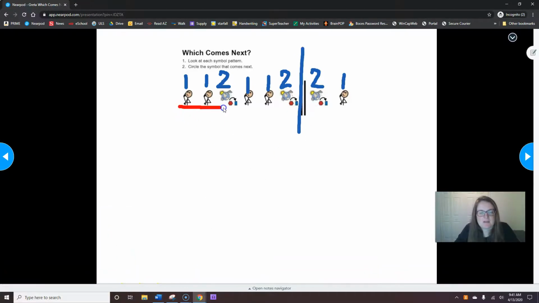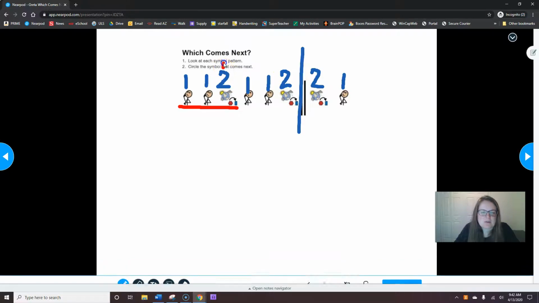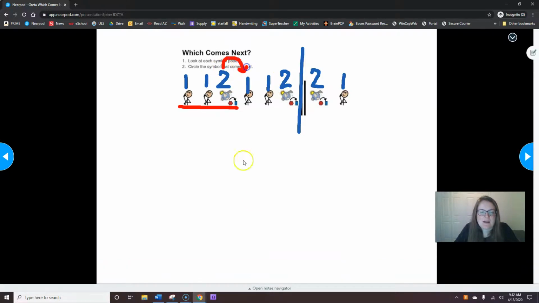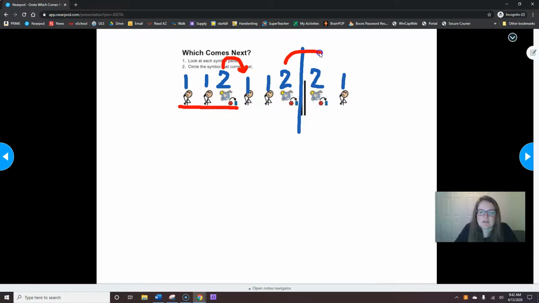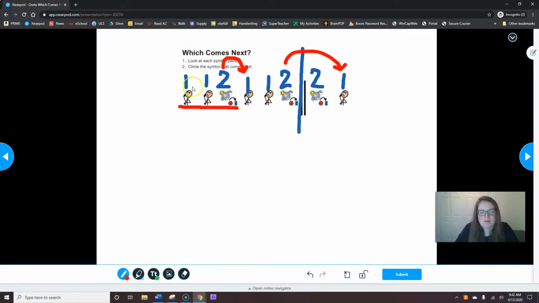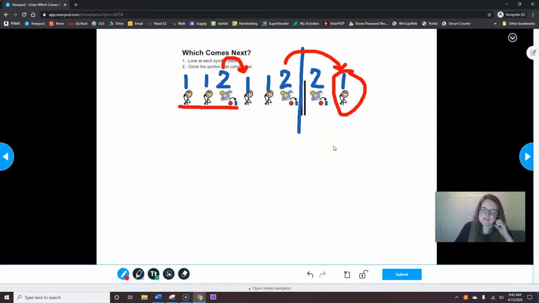Okay, here's the beginning of the pattern before it repeats. 1, 1, 2. Can you say it with me? 1, 1, 2. 1, 1, 2. So let's see. What comes after a 2? After a 2, we go back to 1 and the pattern starts again. Let's see if you can help me find what comes next. 1, 1, 2. 1, 1, 2. And then after a 2 goes 1. 1, 1, 2. 1. So we need to circle 1. You don't need to draw the arrows. Okay. When you're done circling 1, hit submit.